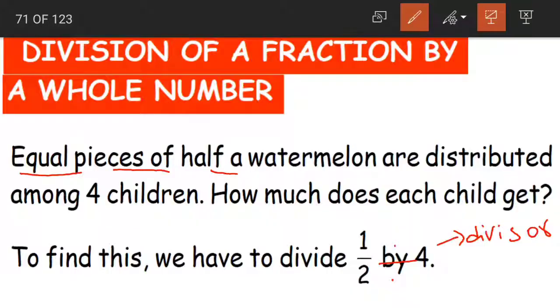To find out, what will we do? 1 by 2, that is the portion of watermelon that is divided, is to be divided by 4, that is the number of children. If, as these are fractions, you might be confused, what you can do is change this half into 8. Suppose 8 watermelons are equally distributed among 4 children. How many watermelons does each child get?